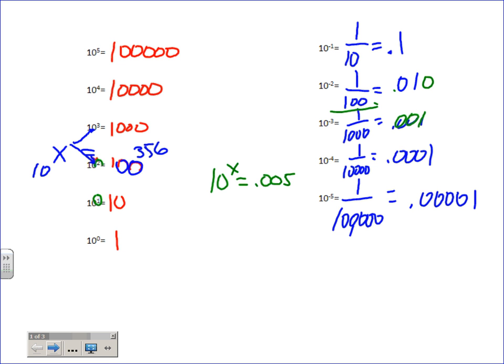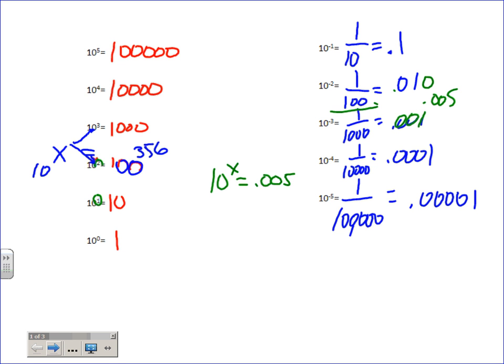And is 0.01 less than 0.005? Because that's 5 out of 1,000. This is 1 out of 100, right? So it's bigger than that. Or it's smaller than, but you get the idea. It's smaller than that. So is this smaller than the number I have? It's 0.001. That is smaller than 0.005, right? So 0.005 fits in here.